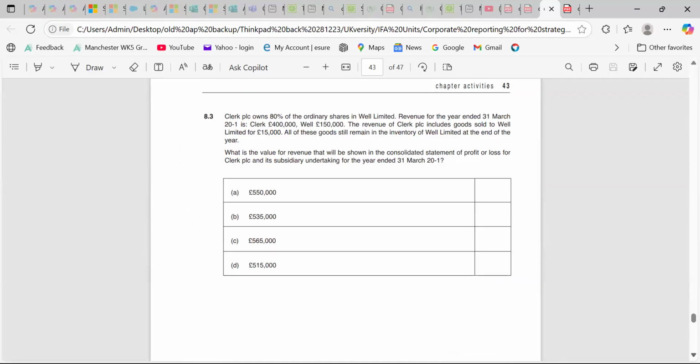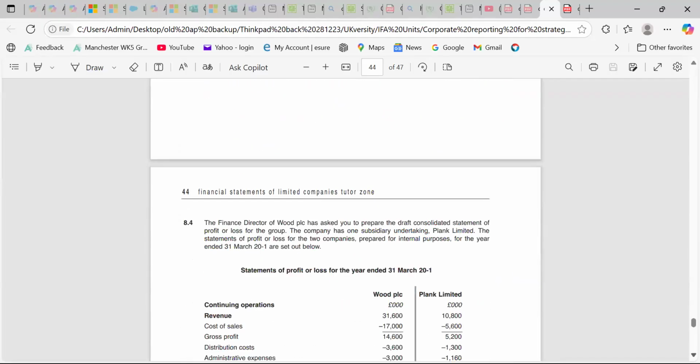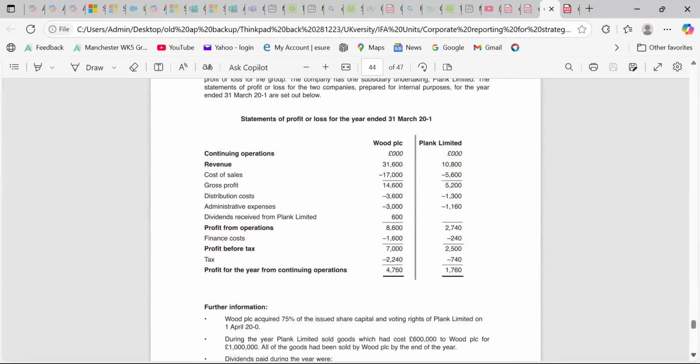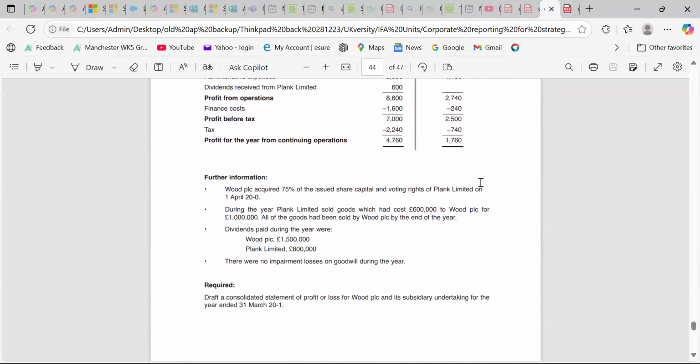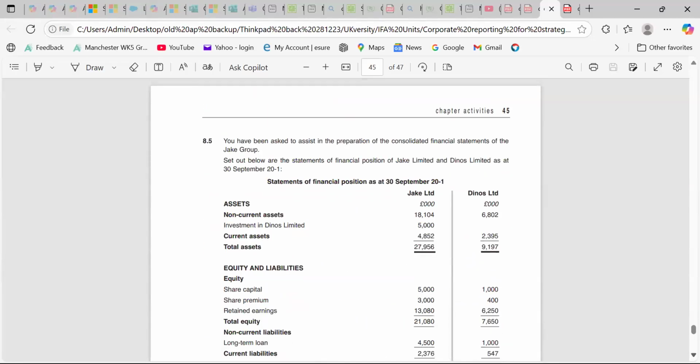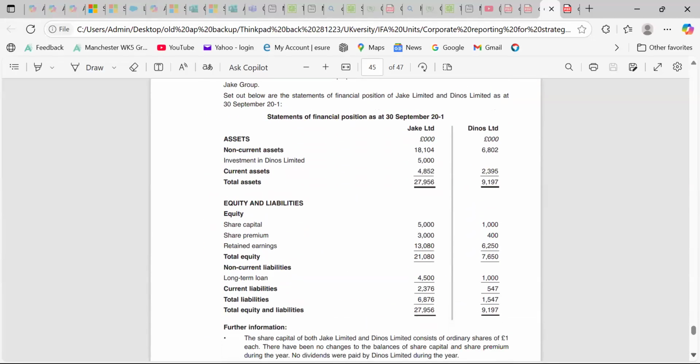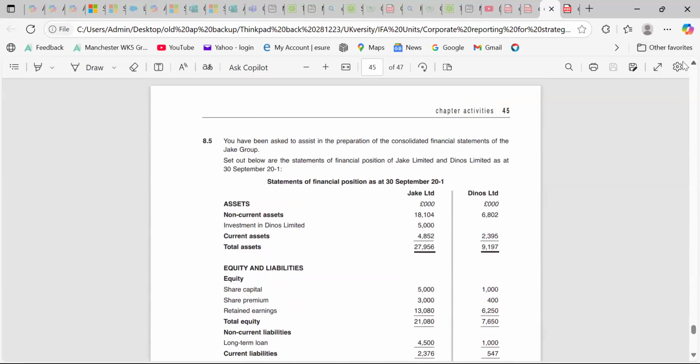8.3 you've been given, and sorry, 8.4 is a full question, full-fledged with a few extra adjustment information. Draw the consolidated statement of profit and loss for the parent and the subsidiary undertaking. The answers are given in the answers booklet, because we combine both companies' profit. Intracompany trading we eliminate, and then we have the balance sheet with intracompany in 8.5.